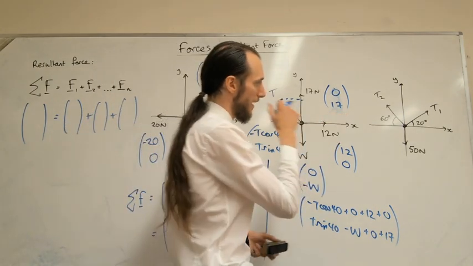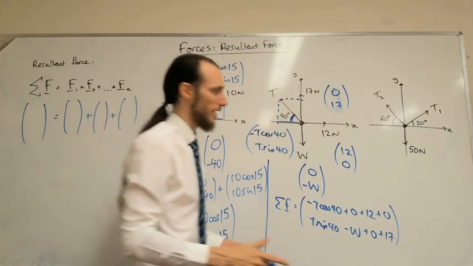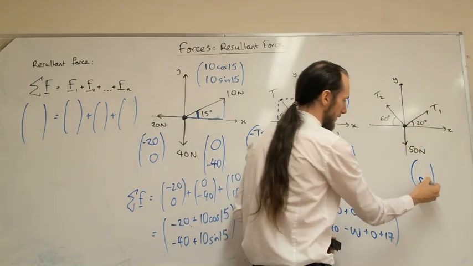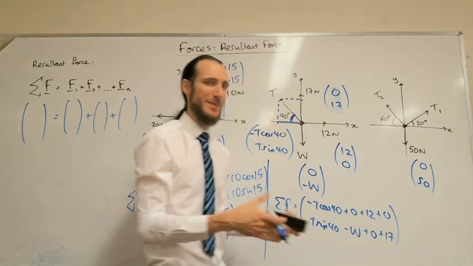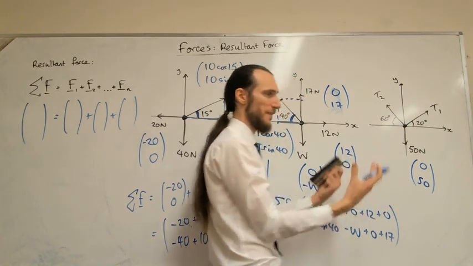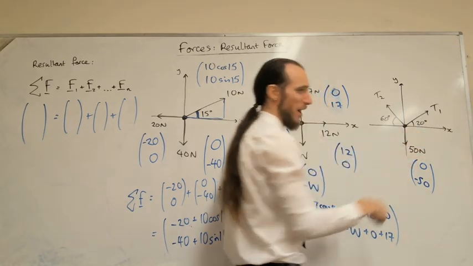The last one over here, again, start with the ones that are on the axes, get them out of the way. This 50 newtons one is along the y-axis, so 50 on the y, 0 on the x. Think about signs. So every time you write down a force, pause and think about minus signs. They're the easiest things to miss. It's going to be minus because it's going downwards.